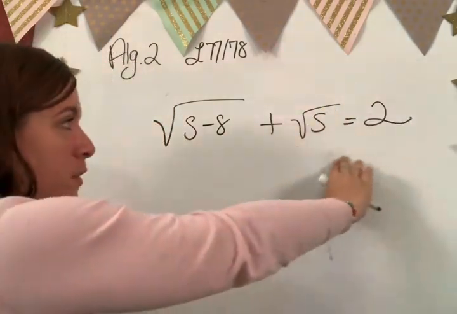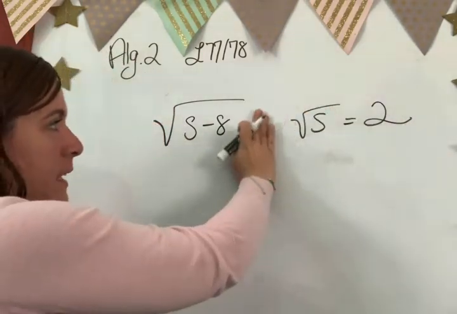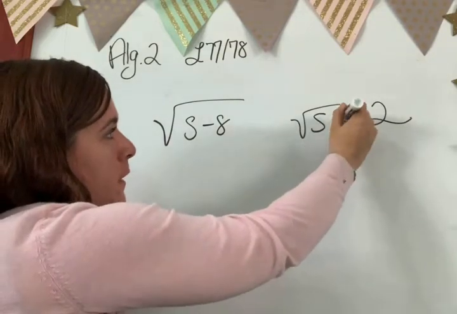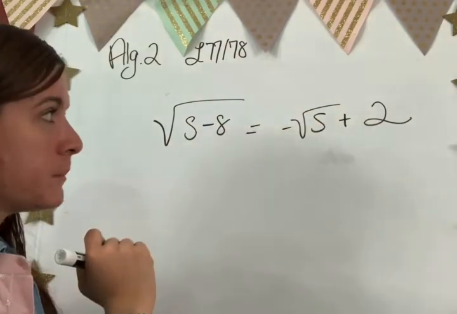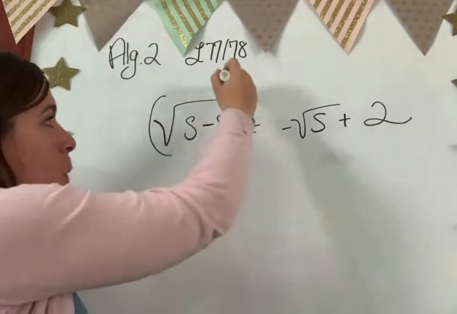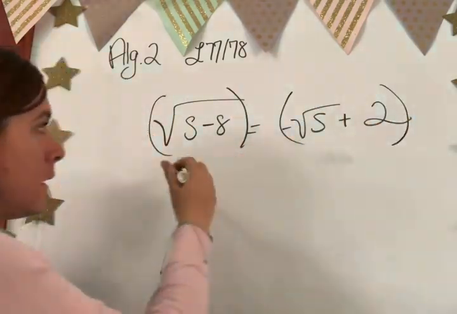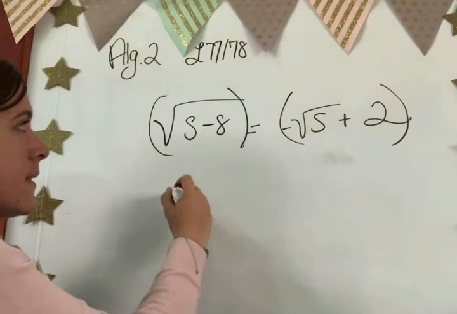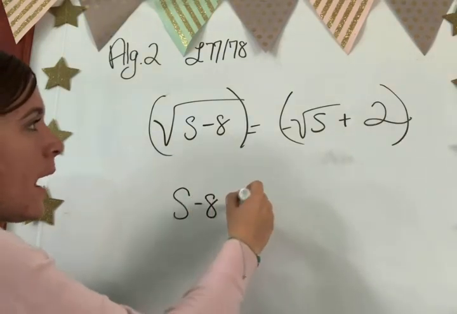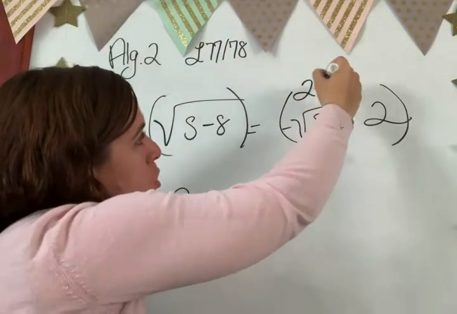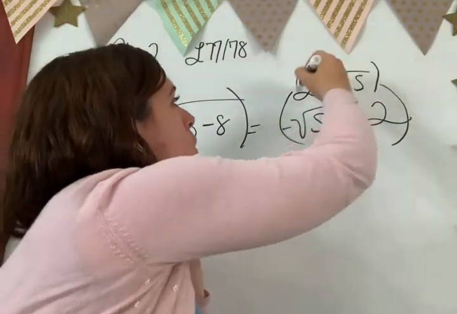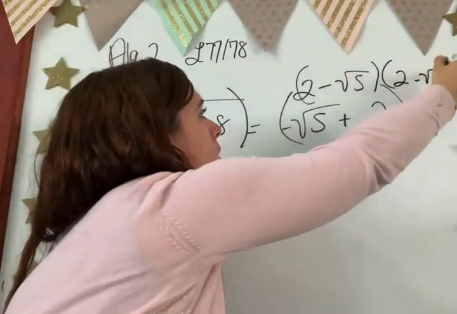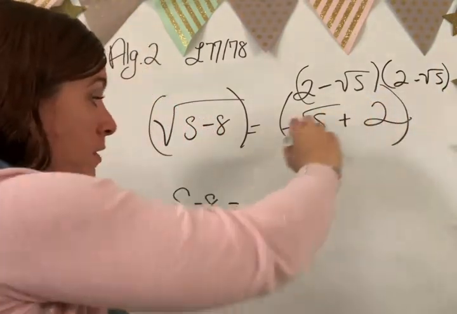Okay, we're going to move this over here, obviously. So we have negative that plus that, right? So then we're going to square it. So this will be s minus 8. I'm going to change this to be 2 minus square root s, so it's in an understandable order of negativity and all that stuff. And do it like that so I can distribute it over here.